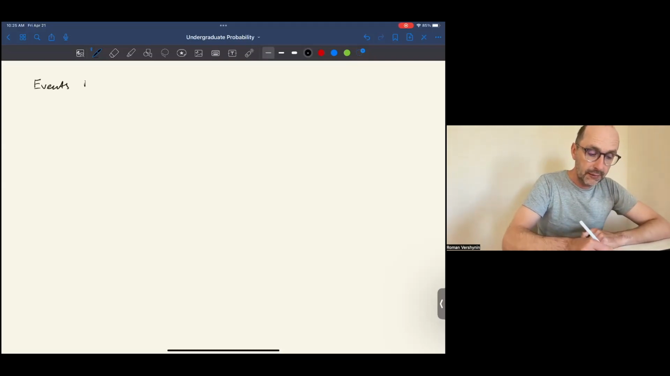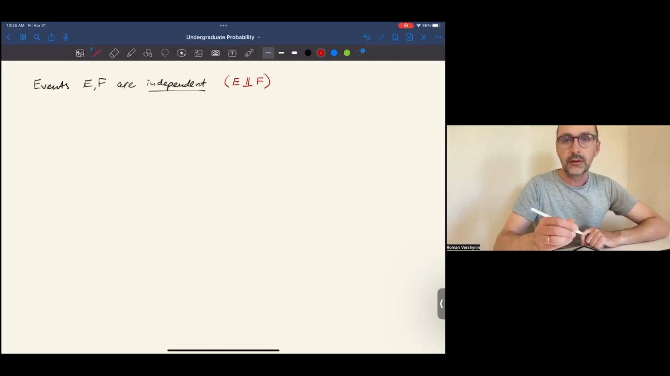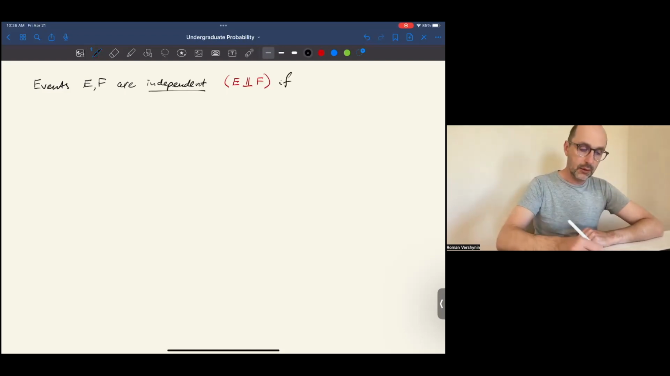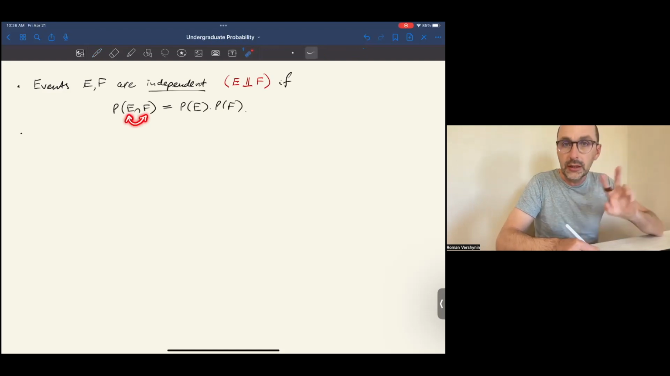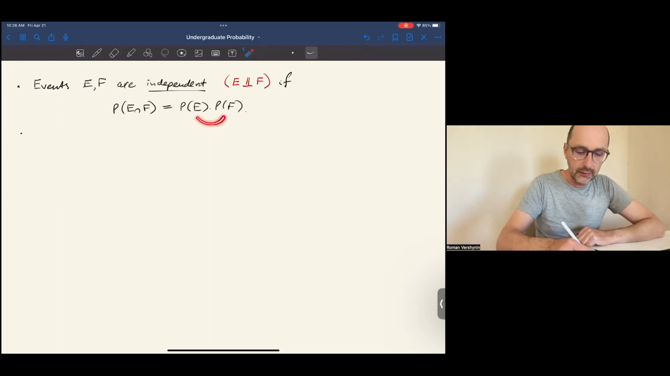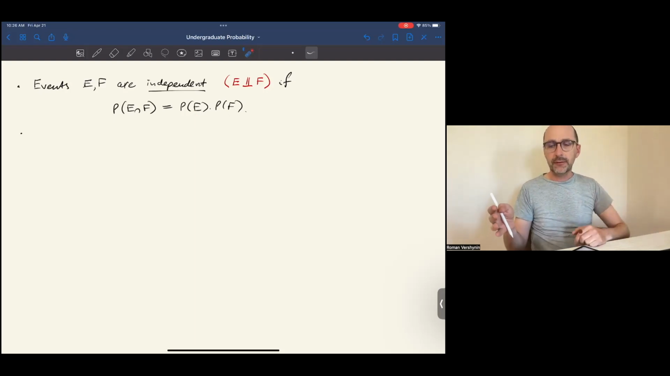Events E and F are called independent, and we denote this using this symbol that resembles orthogonality, if the probability of their intersection equals the product of their probabilities. Notice how this definition is symmetric. If you flip E and F, the intersection remains the same and the right-hand side obviously remains the same. So E is independent of F if and only if F is independent of E.